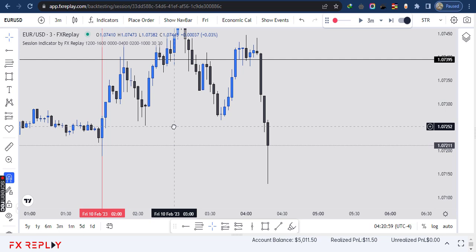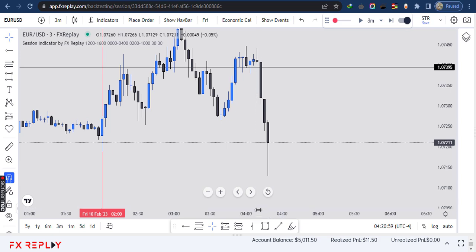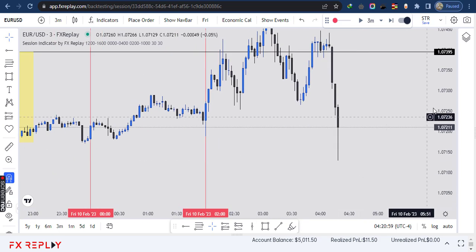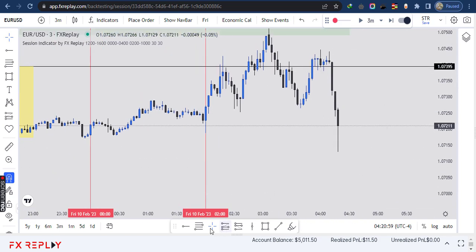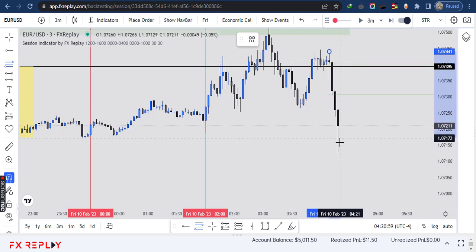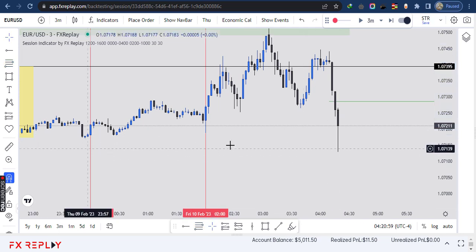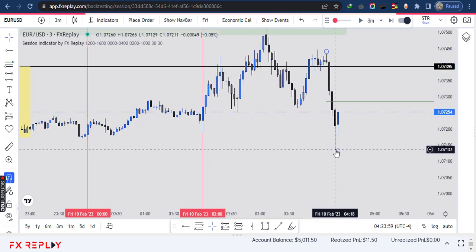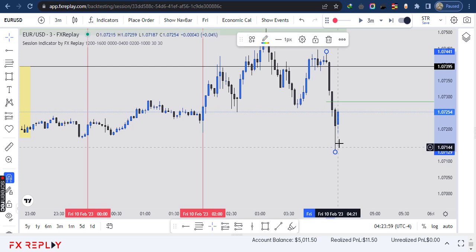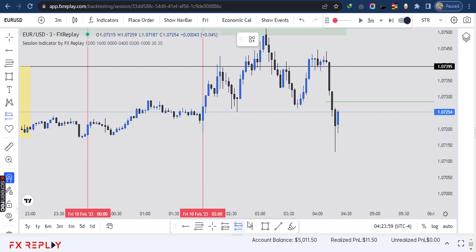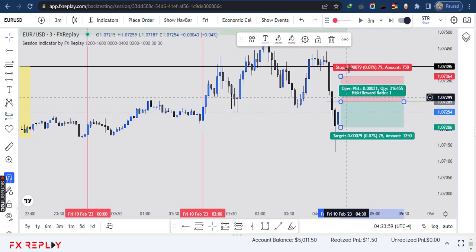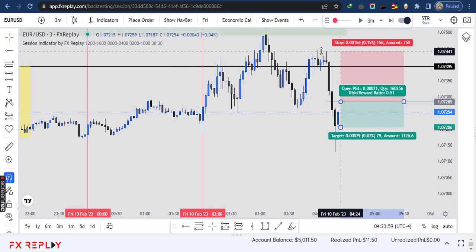Now back to here. When you see this energetic displacement, what you want to do is to measure this displacement like here, and when it starts to retrace, I want you to enter on the 50%, like here. But the stop loss must be above the swing. All right, above the swing, guys, here.